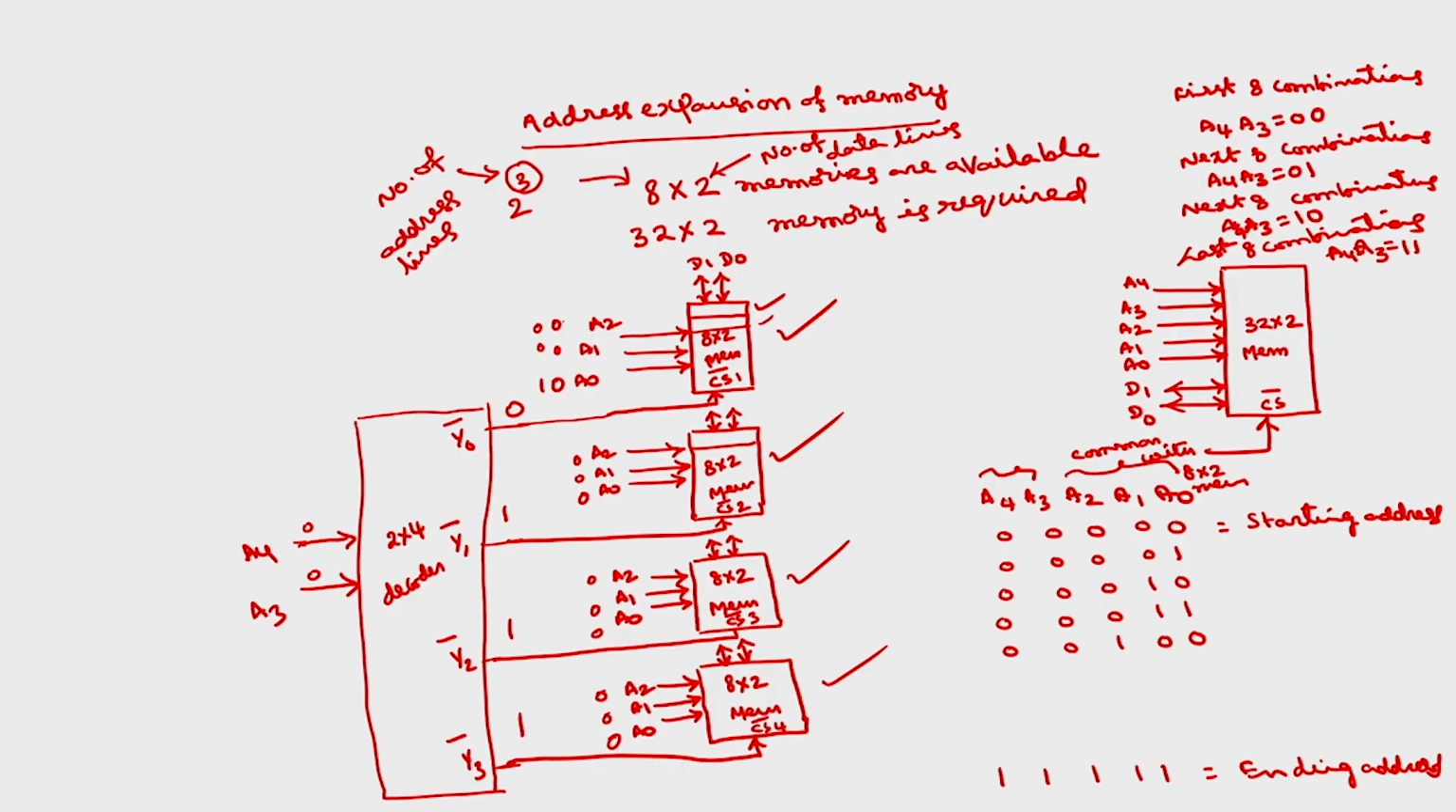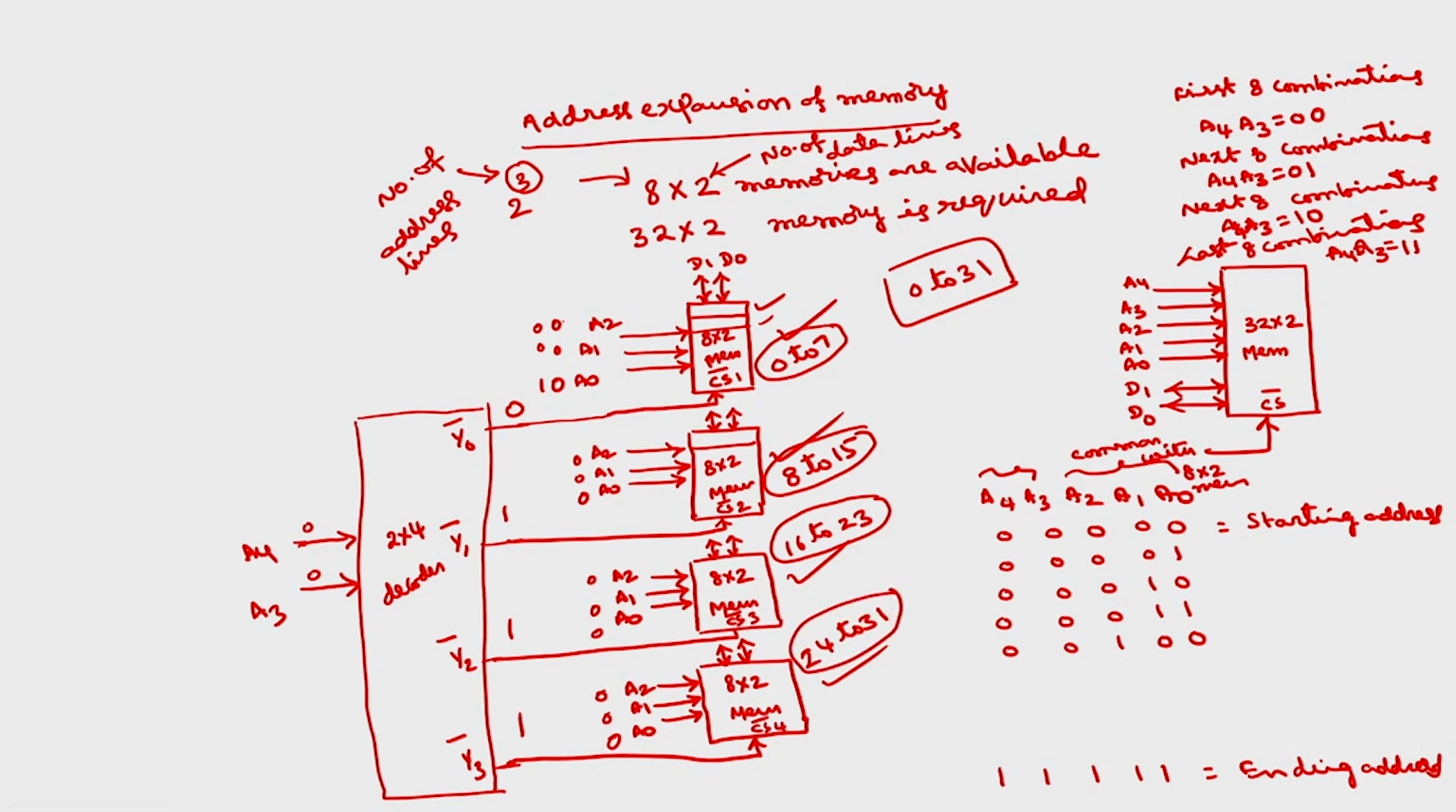From 9 to here, this will select from 0 to 7. If I start with 0 to 7, this will select from 8 to 15. Total 0 to 31 is required, because for 32 by 2 memory we have total 0 to 31 locations, total 32 locations. So, out of this 0 to 31, 0 to 7 will be selected by the first ROM, 8 to 15 will be selected by the second memory, 16 to 23 will be selected by the third memory, and 24 to 31 is selected by the last memory.